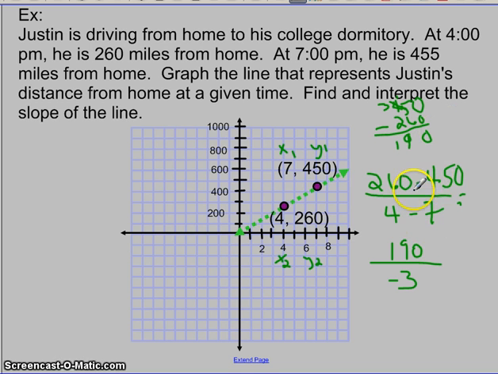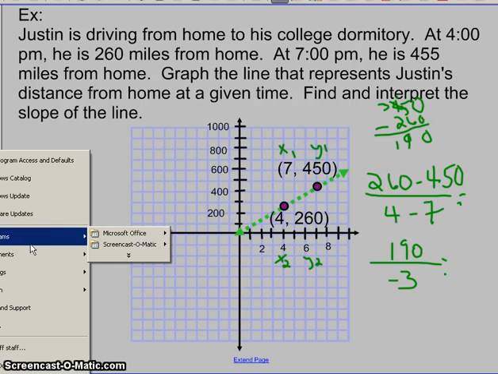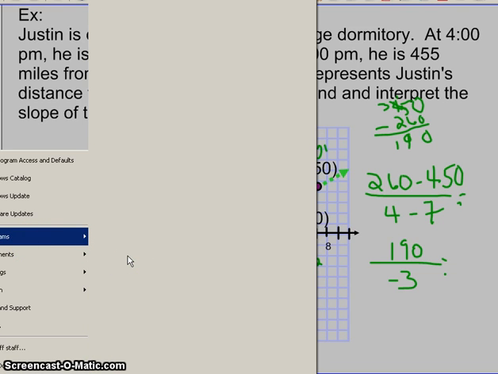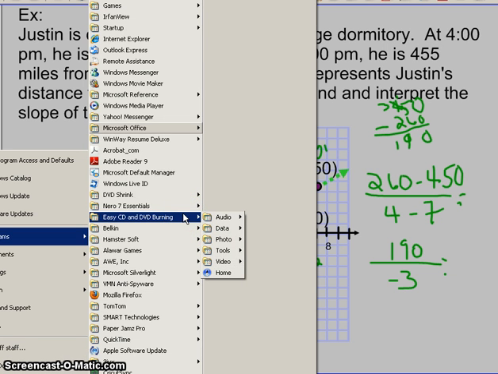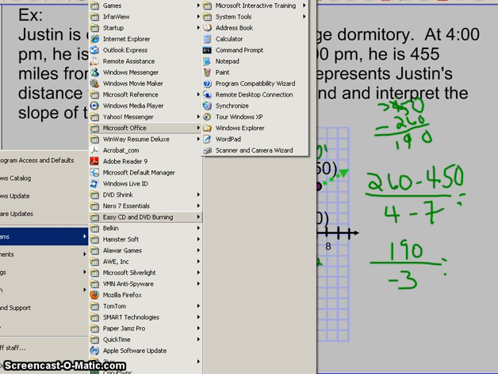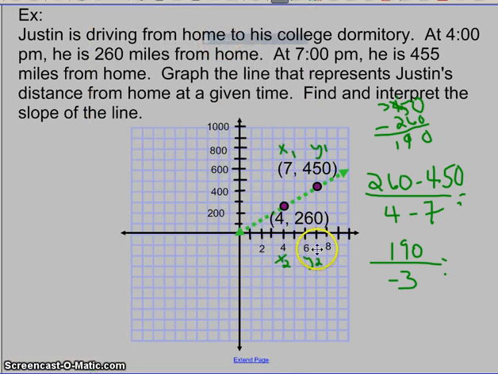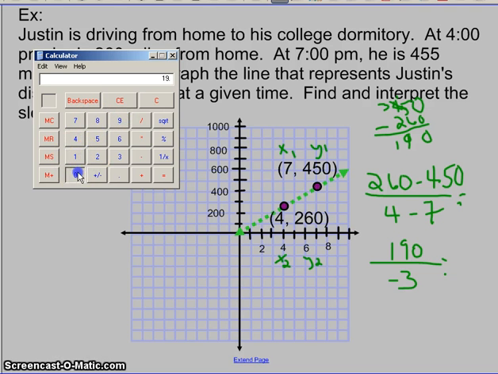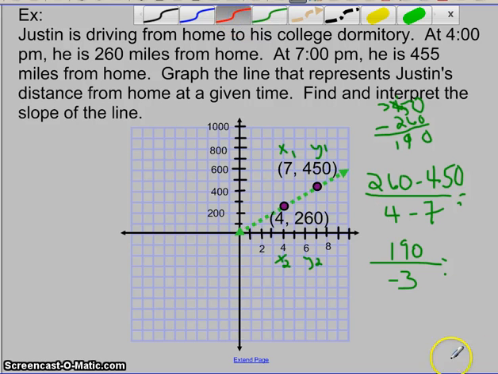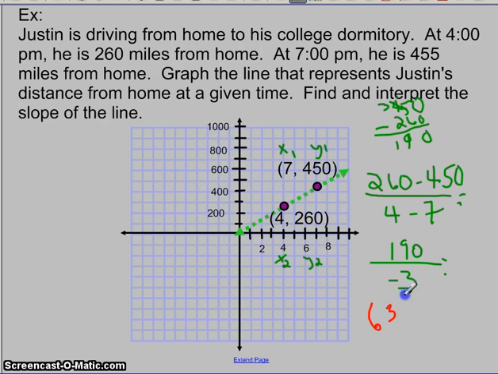Alright, so now all I need to do is do a little dividing out here real quick. So let's see, I don't think I have the calculator on here. There it is. Alright, so we've got 190 divided by 3 looks to be 63 1/3. So we're going to write that down here real quick. 63 1/3. So what's that represent if we're going that straight line all the way through? That means that he's going to average 63 1/3 miles per hour. So that's how we found his speed.